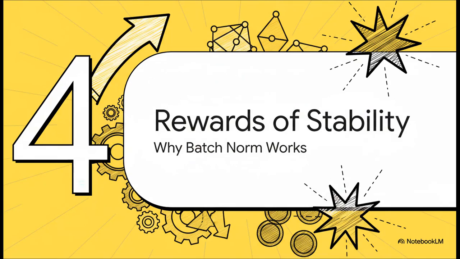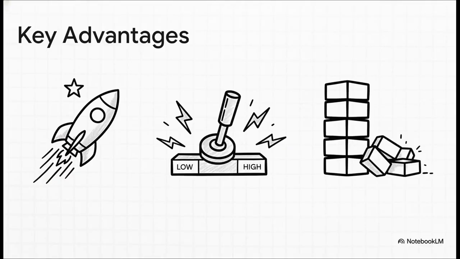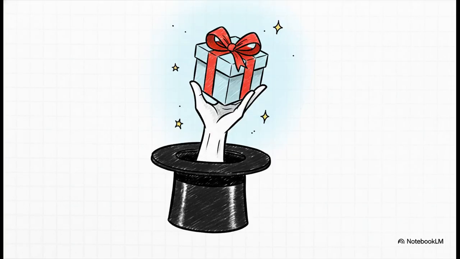So what's the reward for all this clever engineering? Well, the payoff for getting this internal stability is massive. It completely changes how we can train our models. First off, the network learns much, much faster. Second, we can use way higher learning rates. We can basically put the pedal to the metal on training without worrying that the model's going to just blow up. And finally, it brings this incredible stability, which lets us build much deeper and more complex networks than we ever could before.